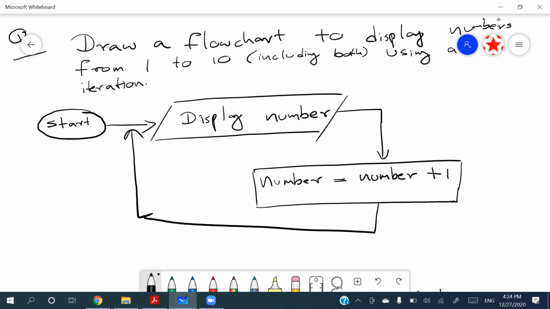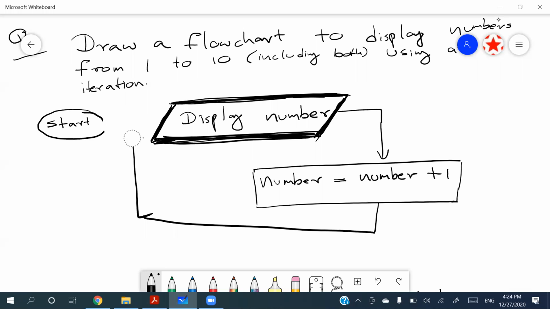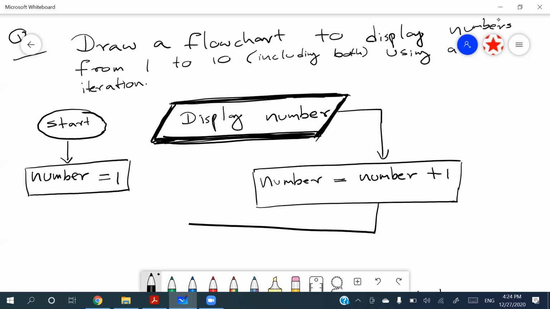So that means the very first time when I say display number, I should have initialized some value to it. Otherwise the program does not know what to show. So that means I have to initialize this. How am I going to initialize it? The very first time I need to show 1. So first consider number as 1. So number equals 1, that is my process.